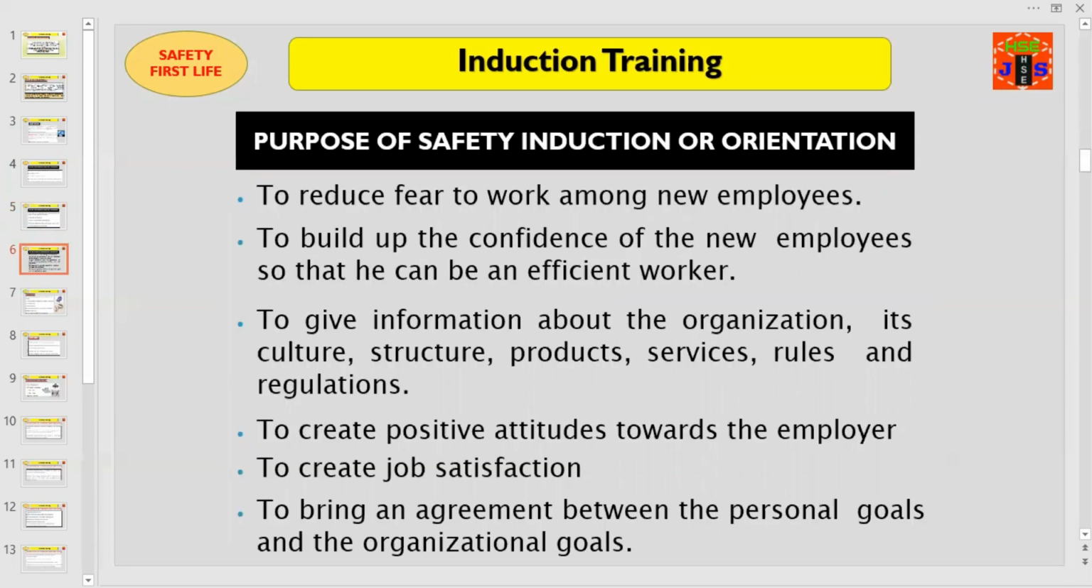It is also the purpose of induction or orientation to reduce fear of work among new employees, to build up the confidence of the new employees so that he or she can be an efficient worker, to give information about the organization, its culture, structure, products, services, rules, and regulations, to create positive attitudes towards the employer, to bring an agreement between the personal goals and the organizational goals.